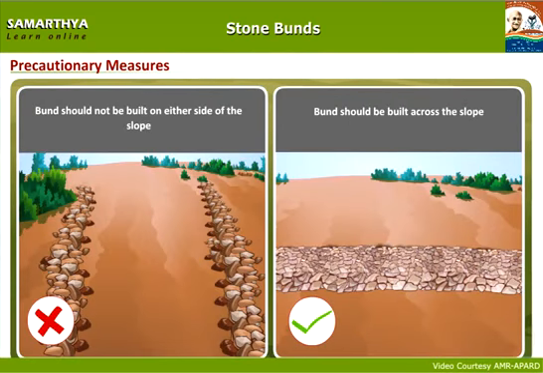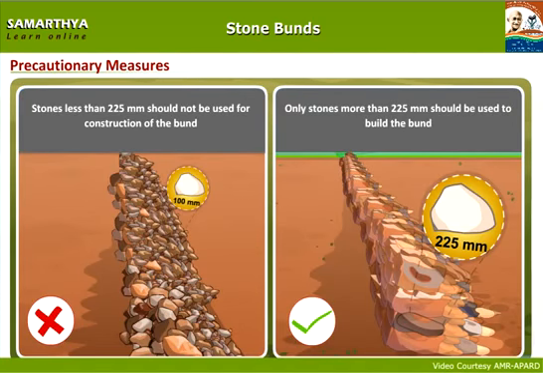Bund should not be built on either side of the slope. Bund should be built across the slope. Stones less than 225 millimeters should not be used for construction of the bund. Only stones more than 225 millimeters should be used to build the bund.